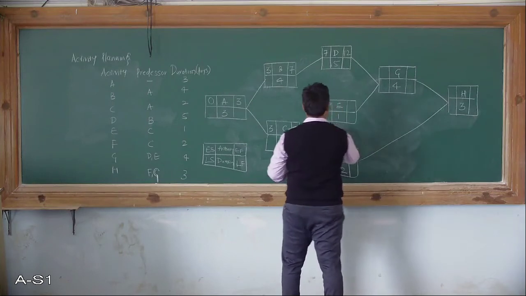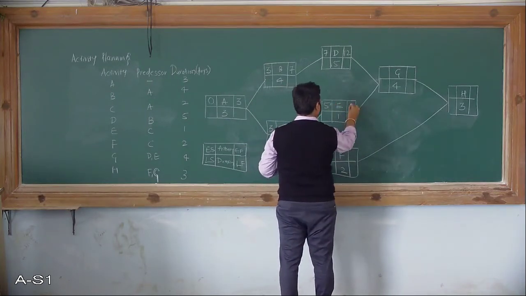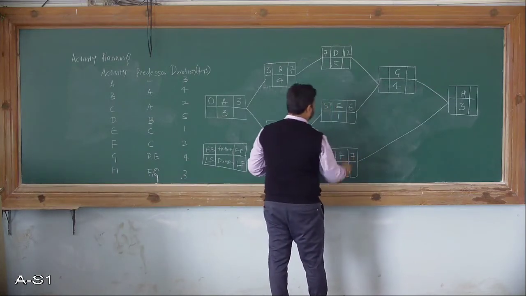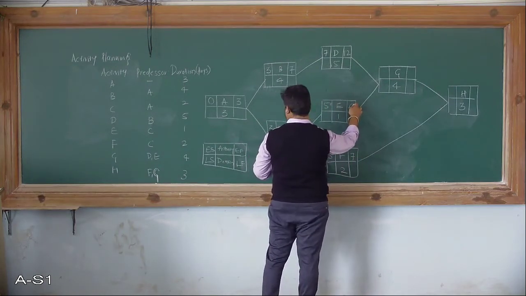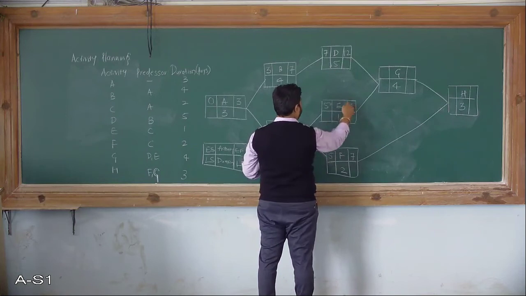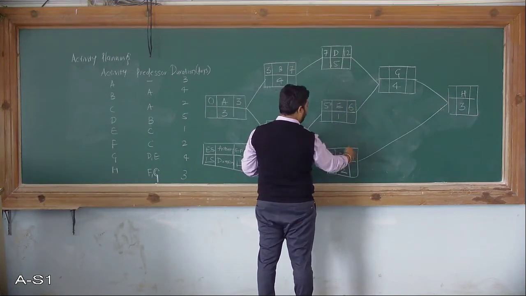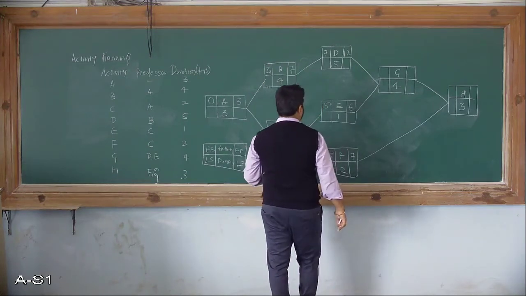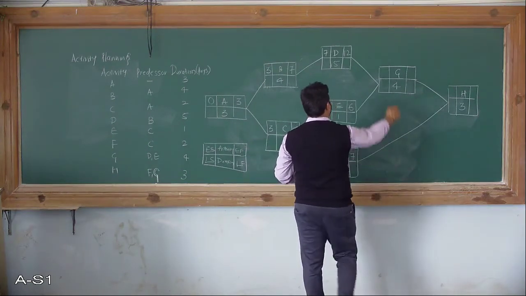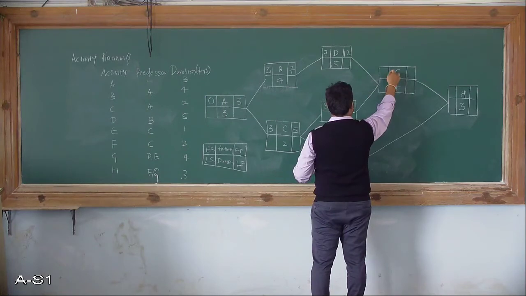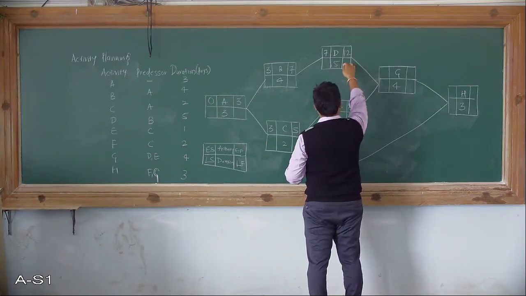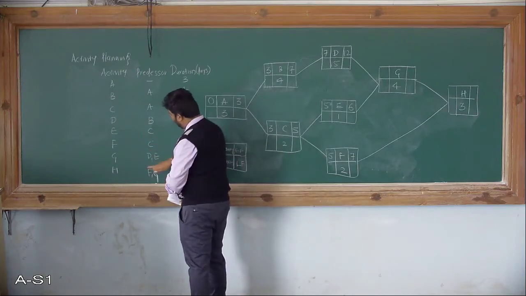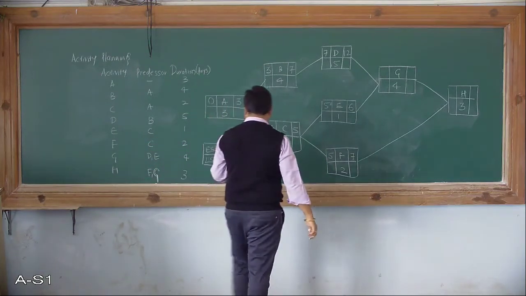Then again perform. So 5 plus 1, 6. 5 plus 2 is the 7. So this is the early finish for activity E and early finish for activity F. So here you can observe the activity G depends on activity D and E. You can observe here, activity G depends on activity D and E.